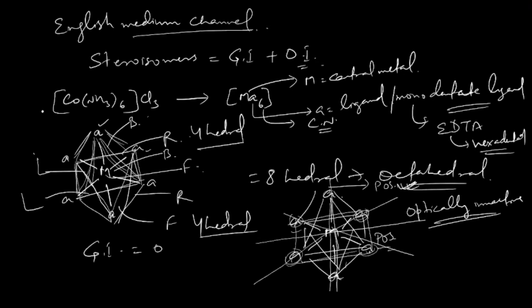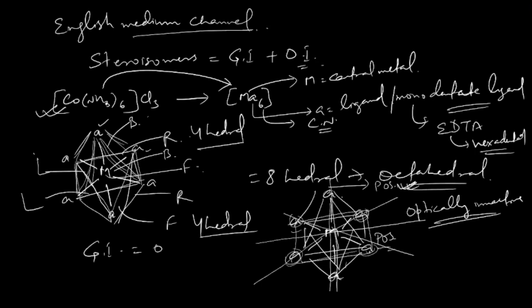And don't try to draw with this molecule. Just convert it to this form, so it can be drawn in a better way. If you are putting NH3, and then you miss somewhere, then you will say that there is a geometrical isomer.